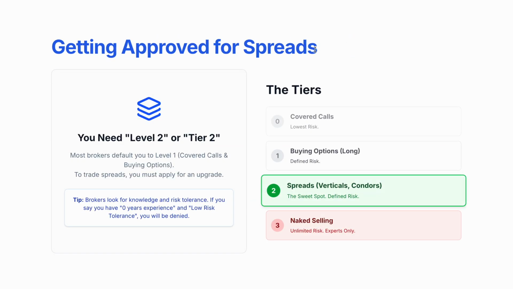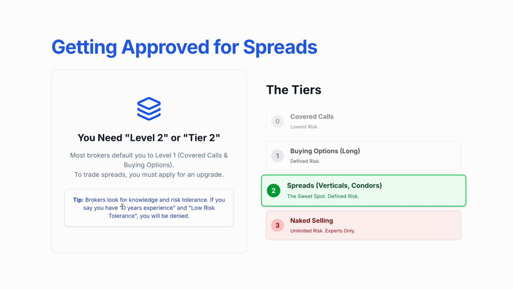Now, getting approved for spreads is also important when it comes to this, right? As I said, anytime you sign up for a broker and a margin account, you need to apply, and you can't just trade spreads right away. Typically, for most brokers, you need to apply for different tiers, right? It may be level 1, it may be level 2. Some brokers call it level 3. Some brokers don't have the numbers. They just call it spreads level. And so you have to apply for an upgrade, right?